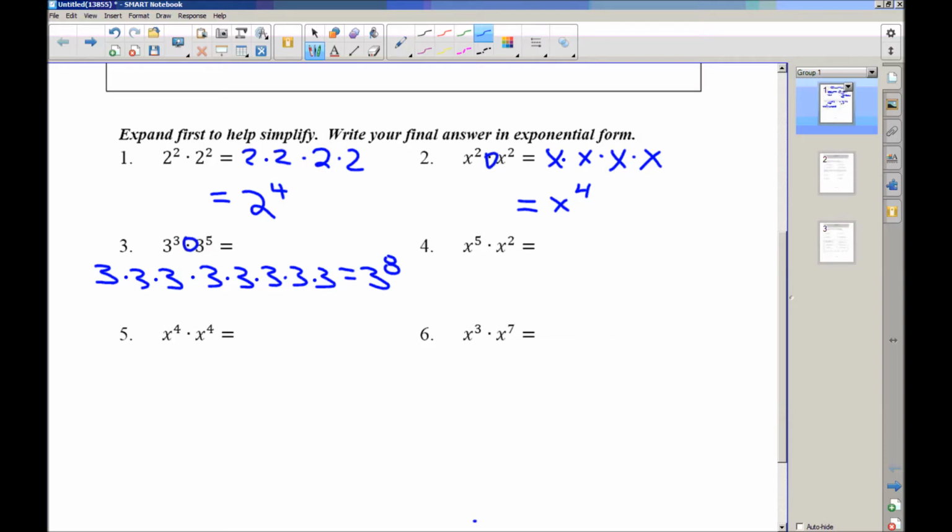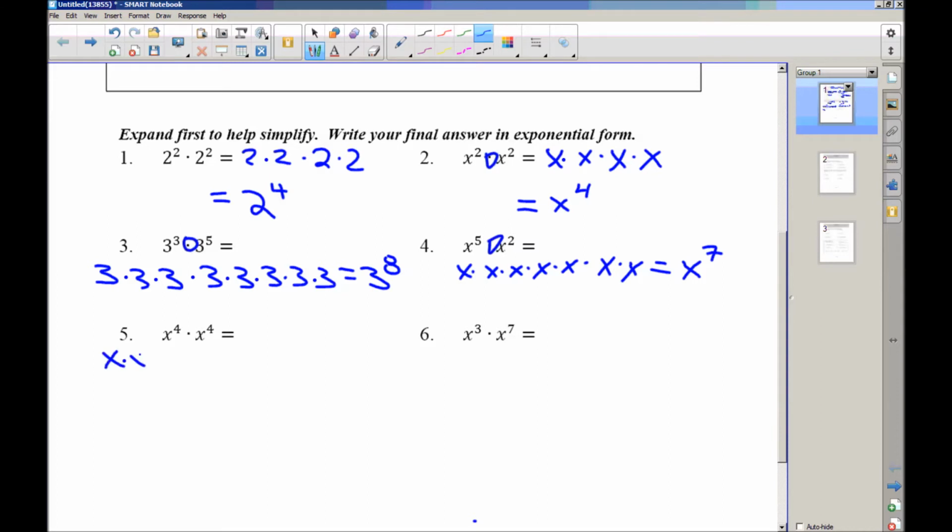All right? And number 4, x to the 5th is x times x times x times x. Then we have this multiply in between. X squared is x times x. So this is expanded form, and then we're going to put it back together. So there are 7 x's here, all multiplied together. So that's x to the 7th power. So remember, exponents, just repeated multiplication. So we can expand it out to a multiplication problem and put it back together for an exponent problem.